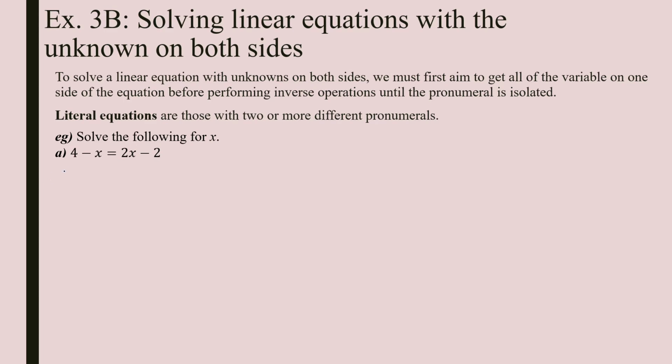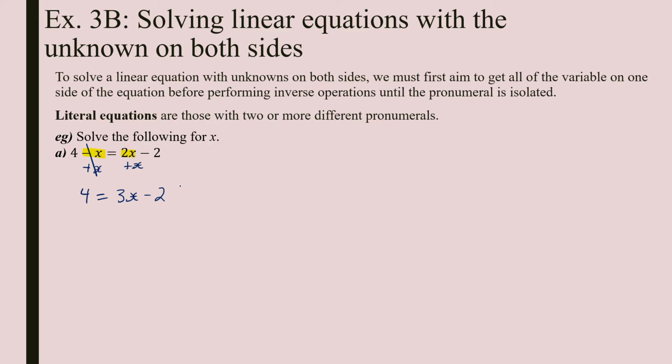So in this first example, we've got 4 take x equals 2x minus 2. Now my recommendation is always to move the smaller coefficient for x across. Okay, so in this case we've got negative x and positive 2x. So the negative x is the smaller one. The opposite of take x is plus x, and in doing that to both sides we move it across, which leaves us with 4 equals 3x minus 2.